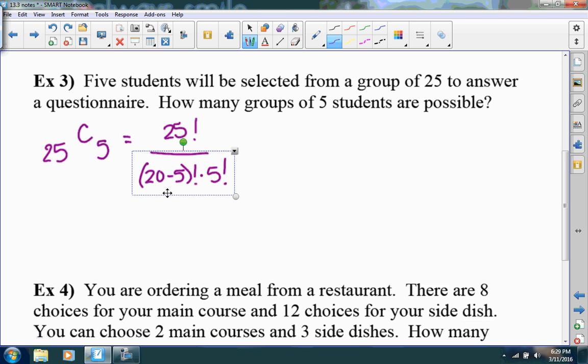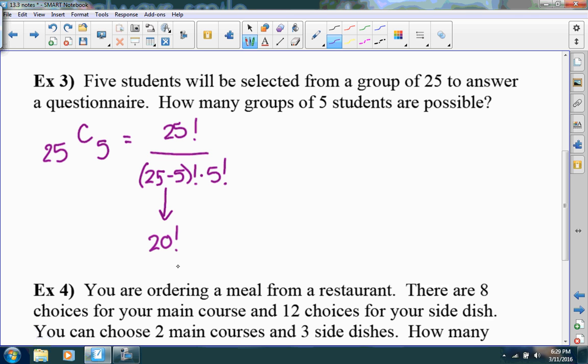Now before I write this all out, I have one little thing I have to fix here. This isn't 20. That should be 25. I was doing the subtraction in my head while I was thinking. Okay, so we have 25 factorial over 25 minus 5 factorial times 5 factorial. So this 25 minus 5, that's going to end up being 20 factorial.